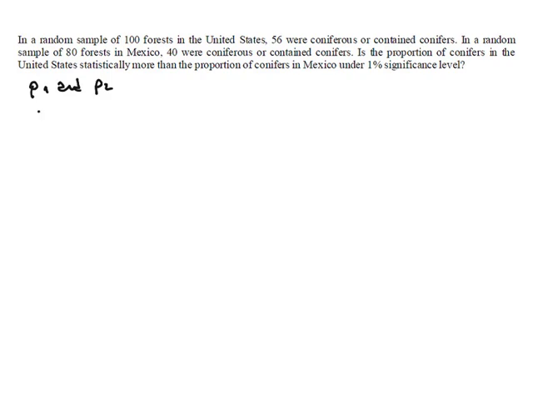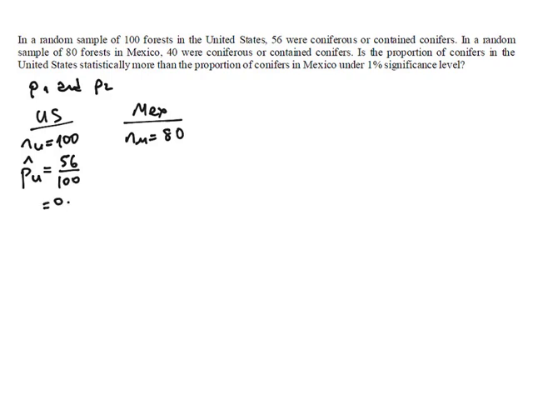So let's write down United States and Mexico. What is n for the United States? It's actually 100 and Mexico is 80. And so what is P hat for the US? It is actually this, which is 0.56, and P hat Mexico is 40 over 80, which is 0.50.